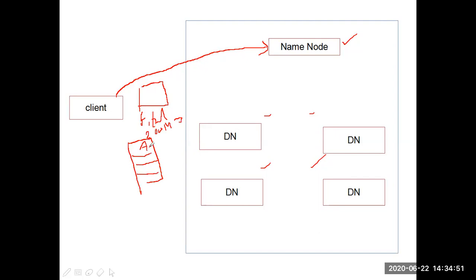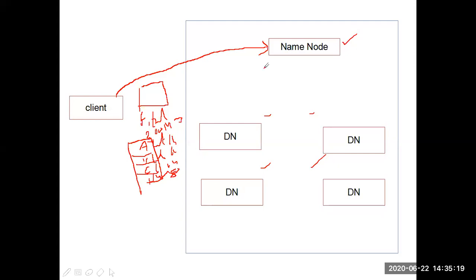The first partition is a.txt. The second part is named b.txt. Third one, c.txt. Fourth one, d.txt. Clear? 64 MB, 64 MB, 64 MB. The remaining space will be here. 3 6s are 180, 3 4s are 192. The remaining 8 MB will be here. Clear? Your f.txt is 200 MB.